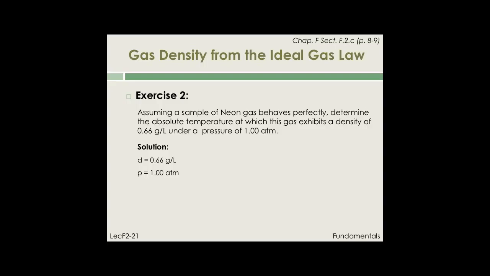While this information is not directly given to you, you should recognize that you are also given the molar mass of the gas, since you know that you are dealing with neon. So we write molar mass, M, equals 20.18 grams per mole. Then you write the mathematical representation of the ideal gas law as PV equals nRT.